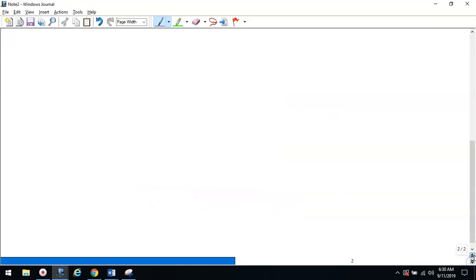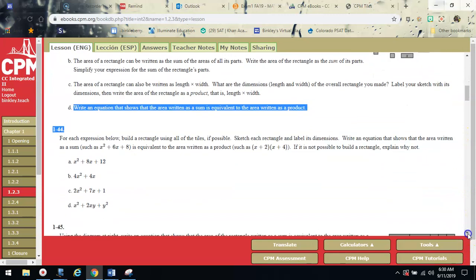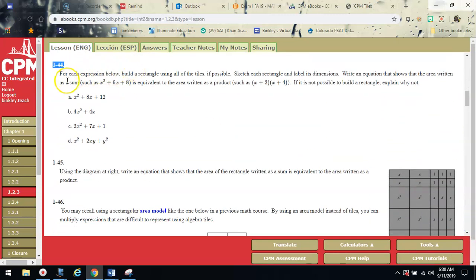All right, so what's next? What's next is 44, and 44 says, for each expression below, and they're expressions because there's not an equal sign or else they'd be equations, build a rectangle using all of the tiles if possible.